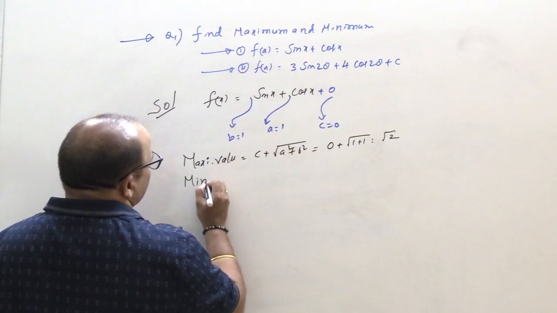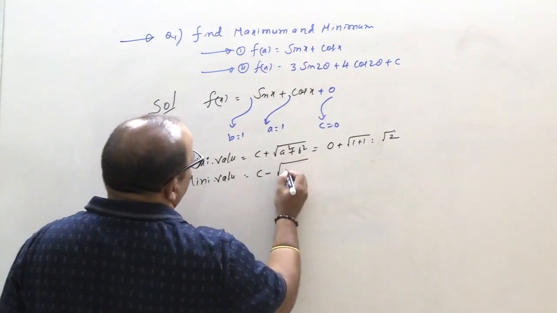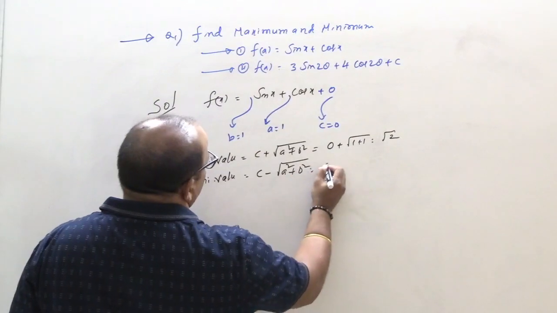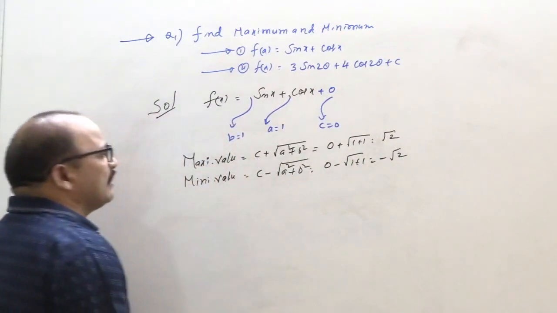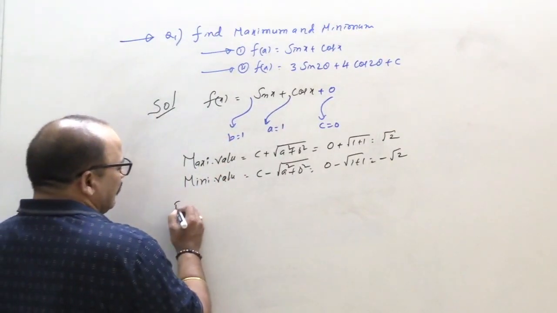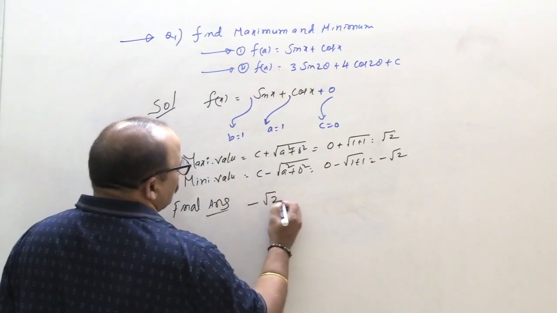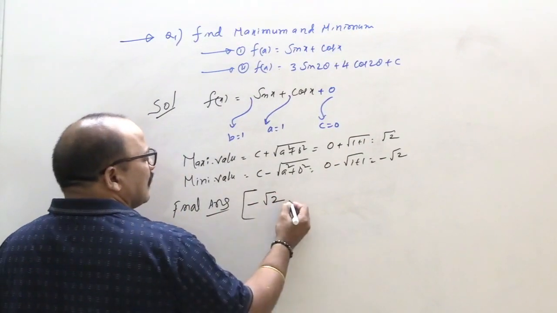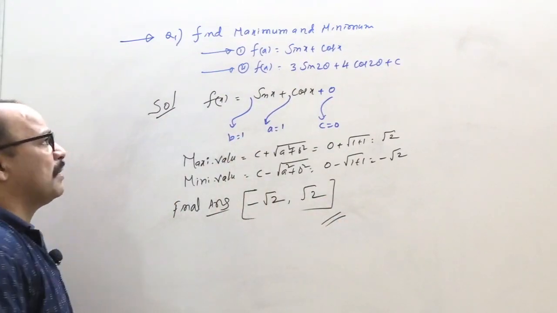Minimum value, students, is c minus root over a square plus b square, 0 minus root over 1 plus 1, so minus root 2. So maximum value, minimum value, you can finalize the answer. Finally, the interval you should maintain. Final answer: minus root 2 closed interval, comma plus root 2. This is the answer of that first problem.